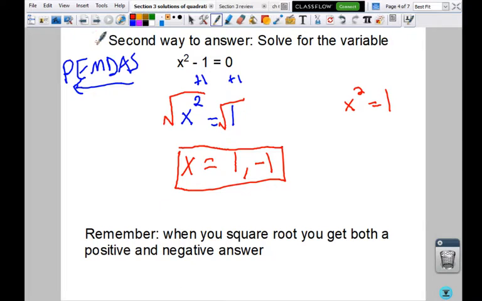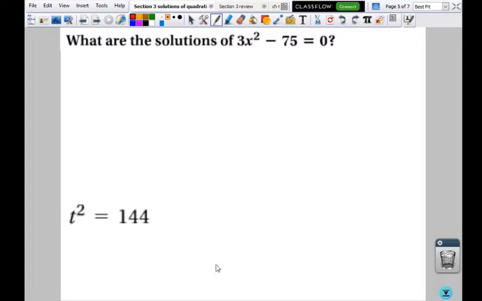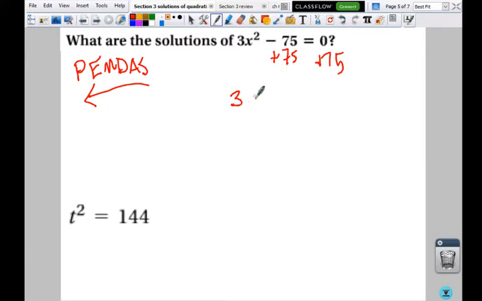So we're going to practice this a little bit more. We're going to look at 3x squared minus 75 equals 0. So remember, we are doing PEMDAS backwards. So it's subtract 75 and equals add. Let's take it a step at a time. So that means I'm going to get rid of minus 75 first. I'm going to add 75 on both sides. I have 3x squared equals 75.